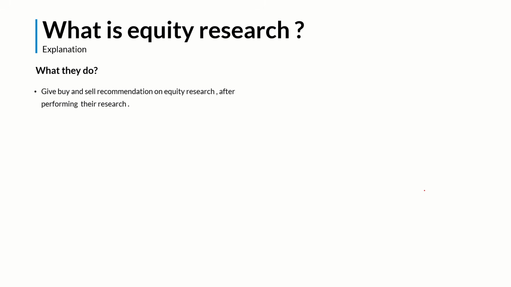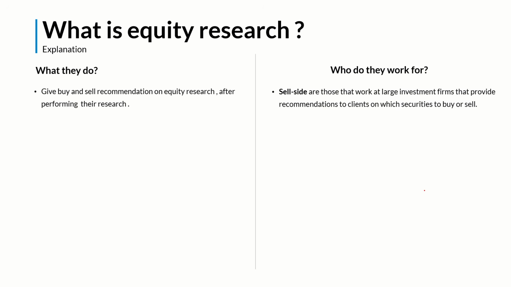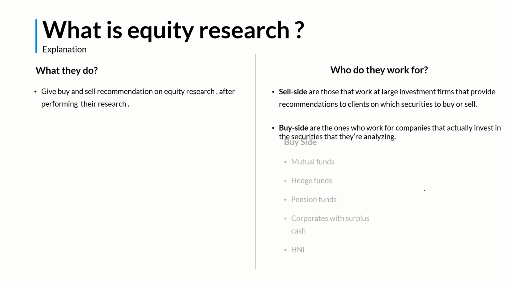Firstly, what is equity research? We have already seen this in the previous video, just a very quick summary of that. So see, equity research people basically give a recommendation whether you should be buying a particular share or you should be selling a particular share, right? Then who do they work for? There are two types of equity research analyst. One is buy side, one is sell side.